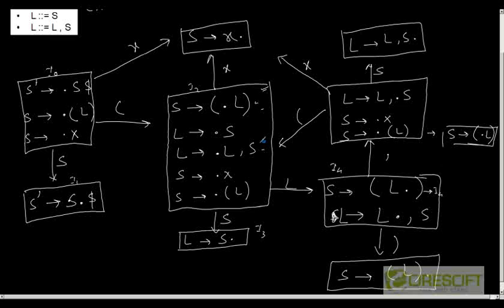Now suppose you have a left parenthesis here, what will happen? By consuming the left parenthesis, it will again lead to the first item being reached. So S is equal to dot left parenthesis L right parenthesis. If I consume the left parenthesis, then I will reach the first item of this state, so it will remain in that state. Okay. So in this way we create the tables.